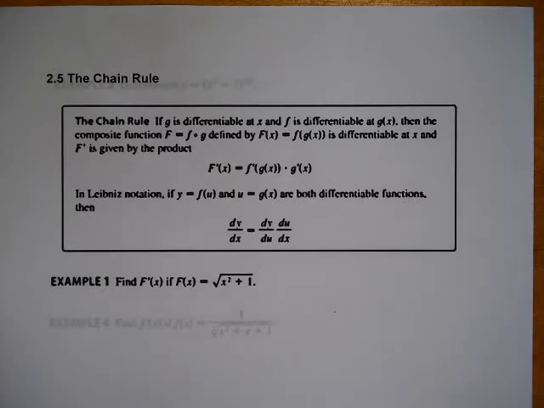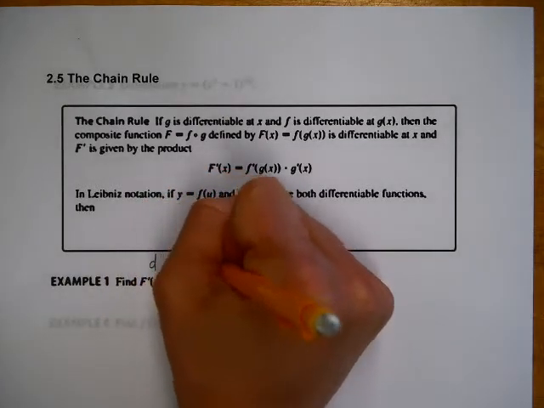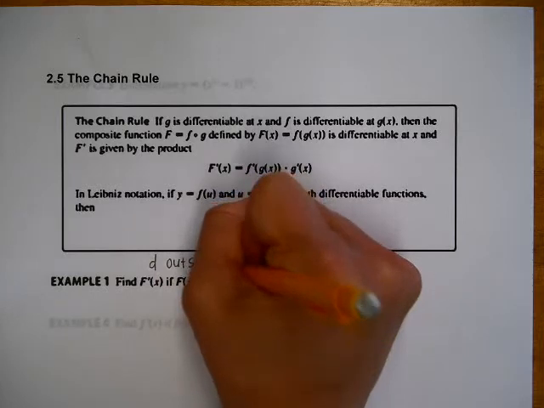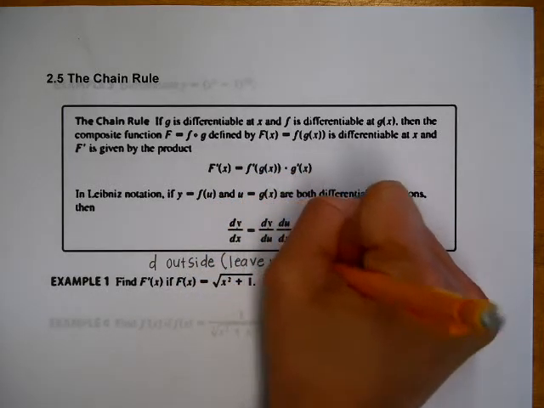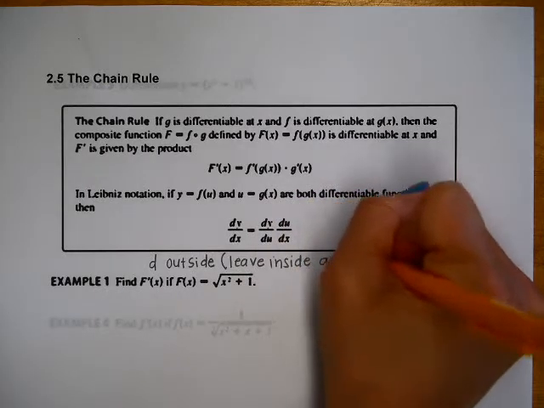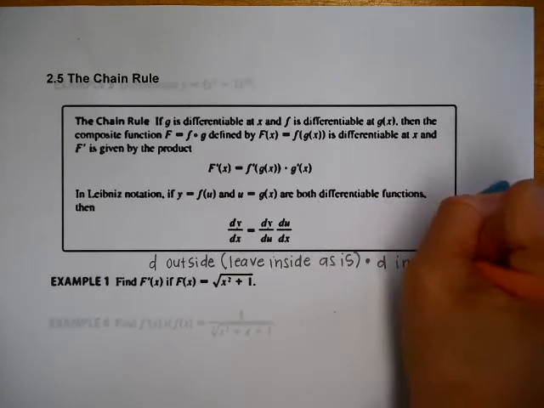And just like we did with the other rules where I wrote that out in words, we're going to do the same with this as well. And as we work through these examples, we'll talk about that. So for the chain rule, I say the derivative of the outside, leave the inside as is, times the derivative of the inside.